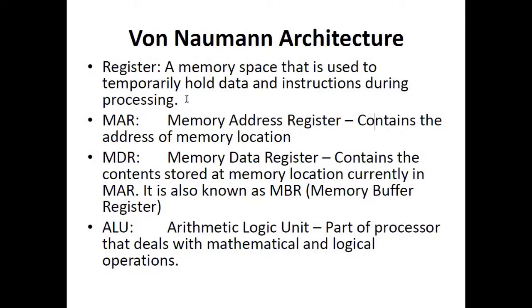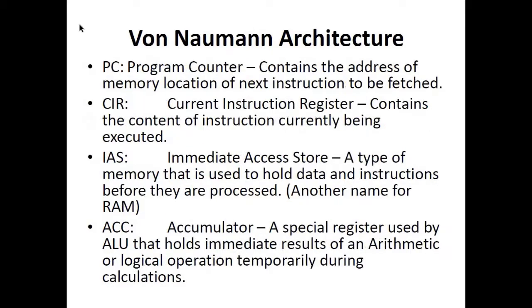MAR, Memory Address Register. It contains the address of the memory location where some data is stored. MDR, Memory Data Register. It contains the contents stored at memory location currently in MAR. This is also known as MBR, Memory Buffer Register. MDR holds the contents or the actual data that is stored at the address which is currently in MAR. These both work together. ALU, Arithmetic Logic Unit, part of processor that deals with mathematical and logical operations.